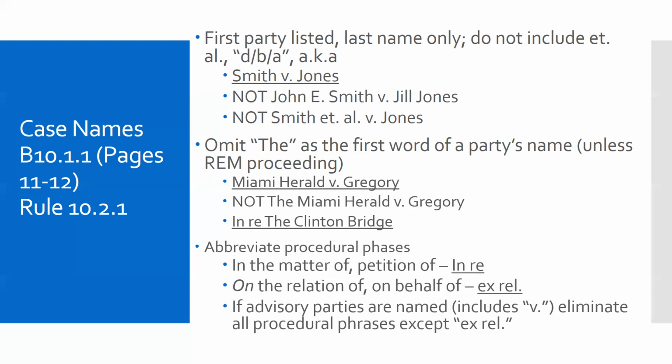And then if you look at Rule 10.2.1, you're going to see that the Bluebook requires us to abbreviate procedural phrases. So if you see phrases like in the matter of, petition of, we're going to abbreviate that as In re. If you see on the relation of or on behalf of, we're going to abbreviate that ex rel. And do remember that if adversary parties are named, so basically the citation includes a v., we're going to eliminate all procedural phrases except ex rel. Again, consult Rule 10.2.1 for further information.